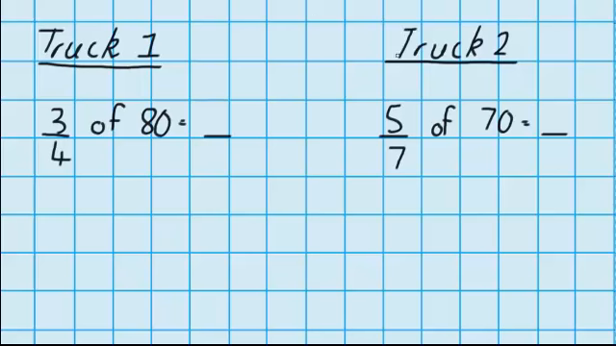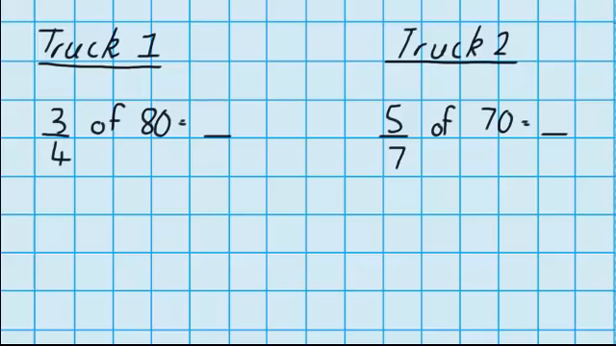You can see in this example there are 2 trucks. Truck 1 has to drive 80 kilometers, and so far it's driven 3/4 of that trip. And truck 2 has to travel 70 kilometers, and so far it's travelled 5/7 of its trip. I want to work out which truck has travelled the furthest so far.